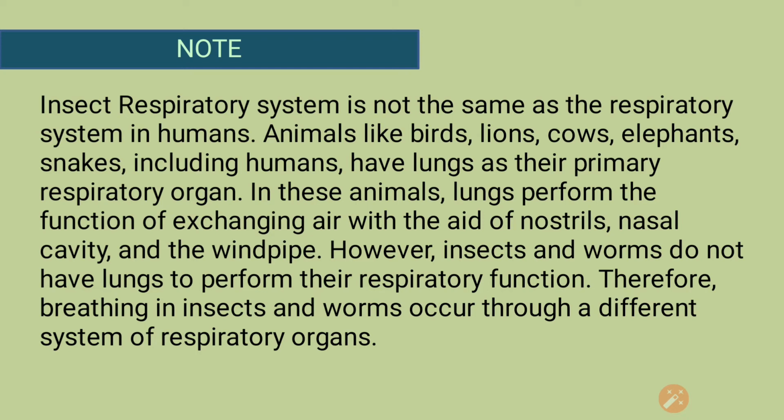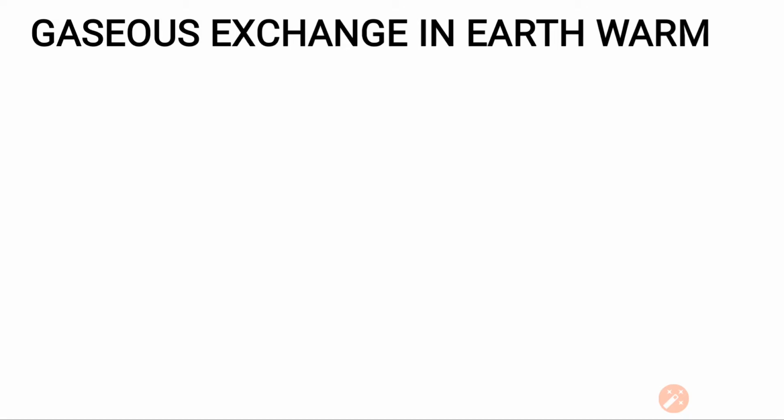Insect respiratory system is not the same as the respiratory system in humans, like we have said earlier. Animals like birds, lions, cows, elephants, snakes, including humans, have lungs as their primary respiratory organ. Why? In these animals, lungs perform the function of exchanging air with the aid of nostrils, nasal cavity, and of course a windpipe. But in the case of insects and worms, they do not have lungs to perform their respiratory function. Therefore, breathing in insects and worms occurs in a different system of respiratory organs, which we are going to look at briefly.